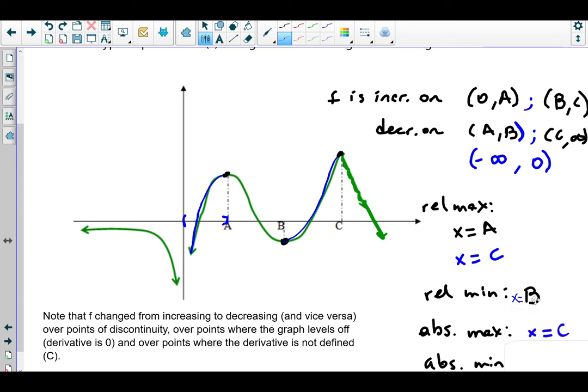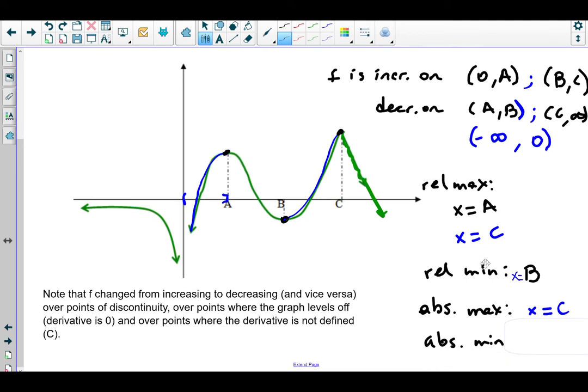But does this graph attain an absolute minimum? Can you pinpoint the point at which the lowest point on this graph is obtained? The answer is no, because notice these arrows, this graph keeps going lower and lower. Same thing over here. So it looks like there is no absolute lowest point on this graph. So absolute minimum does not exist on this graph.